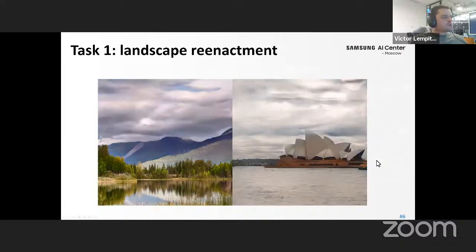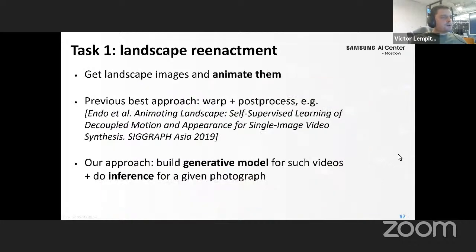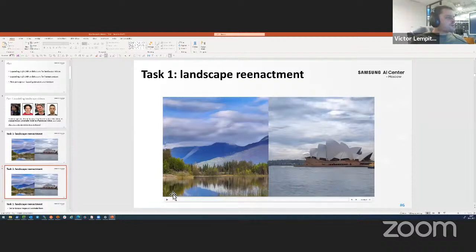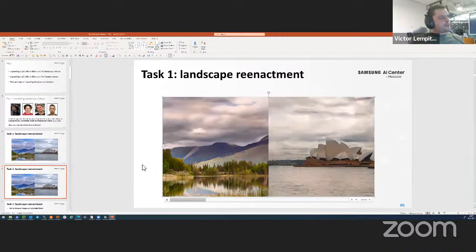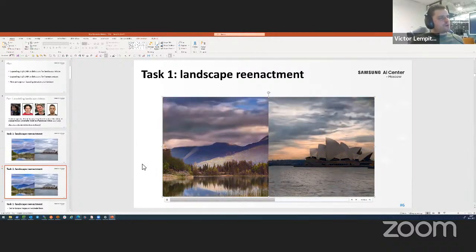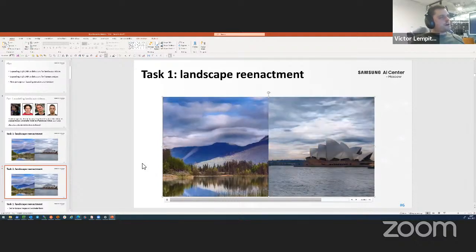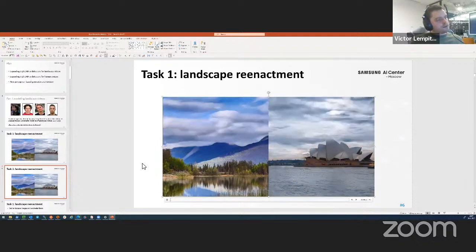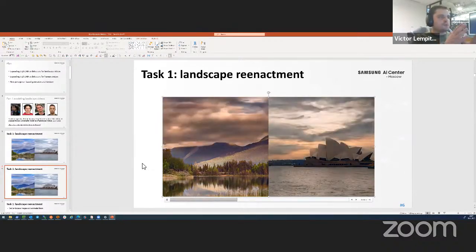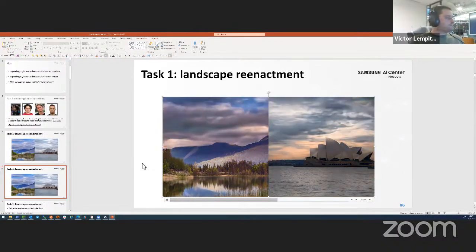Let me straight away show you an example of what our system can do for those two frames. I'll switch off from the full screen because in this regime it will play smoother. These are the reenactment results for those videos, and you see the motion of the sky has been recovered reasonably well, and the global daytime changes are also modeled.